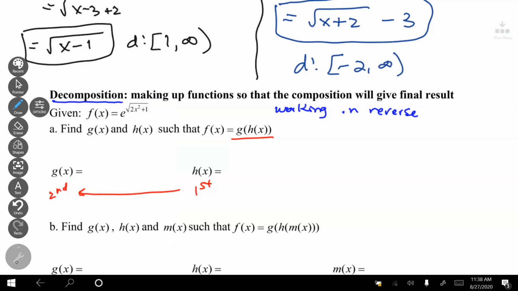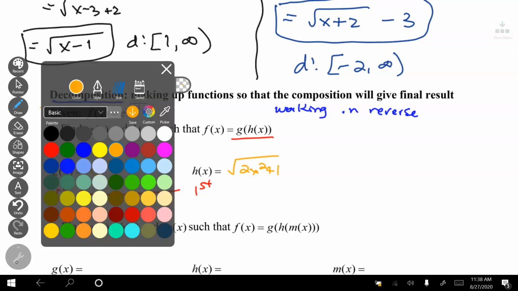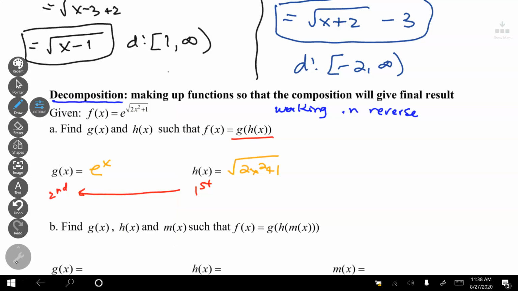I think the first thing I would do would maybe be something like this. And then what do I need second that I would stick this function into? Well, maybe it would be e to the x, because if you look at this carefully, if you took this and put this for this x, you would get what you want.